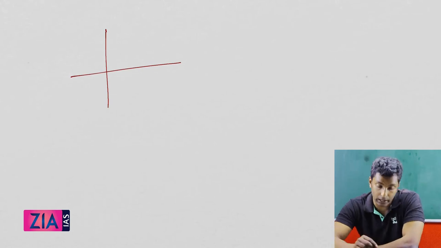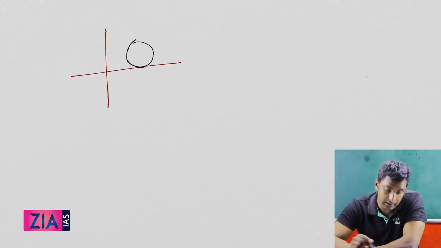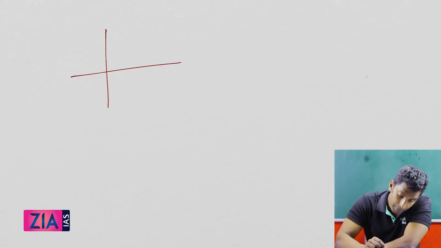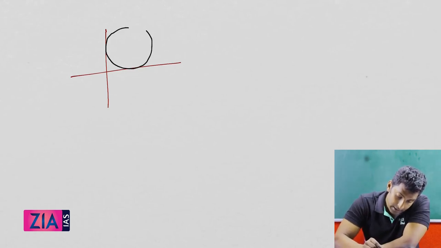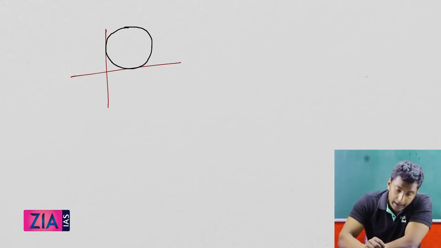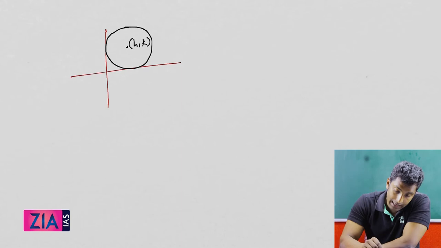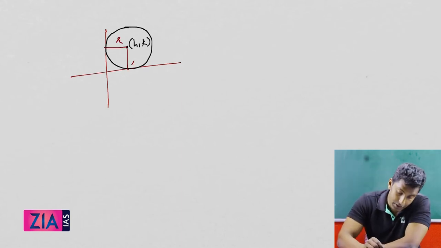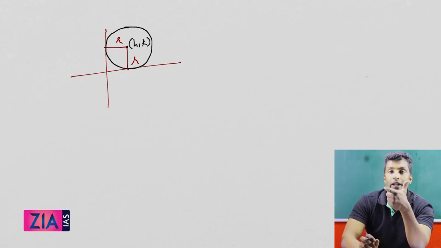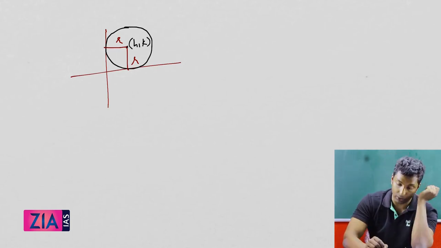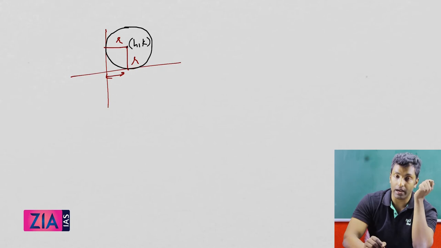I'm not going to talk of this, which is touching the y-axis only. I'm not going to talk of this, which is touching the x-axis only. So I'm actually interested in this one, touching both the x-axis and the y-axis. If your center is (h, k), you can clearly see this is your radius, and this is your radius. So your x coordinate and y coordinate are nothing but your radius. This is your h, which is r, and this is your k, that is r.